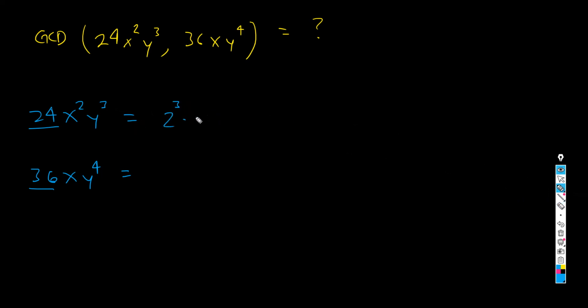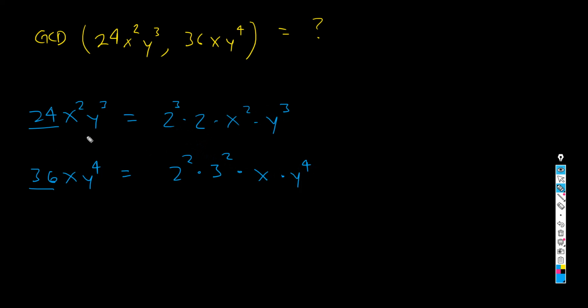2 to the 3 times 2. And the variables are going to remain like they are, like so. You see? And the same for this one. 36, the prime factorization is 2 to the 2 times 3 to the 2 times x times y to the 4. That's it. This is the prime factorization.